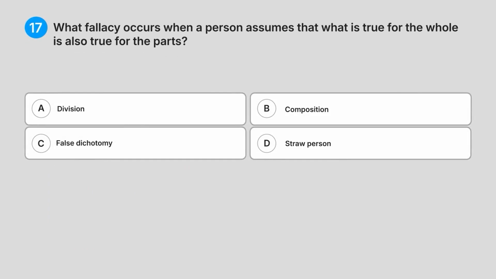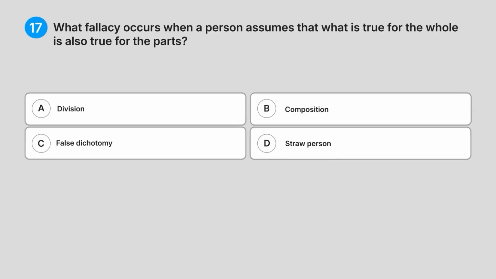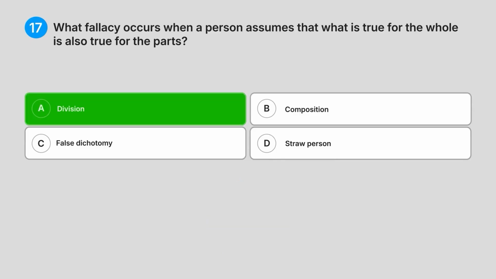(17) What fallacy occurs when a person assumes that what is true for the whole is also true for the parts? A. Division. B. Composition. C. False dichotomy. D. Straw person. What do you think is the answer? Correct answer, A. Division.